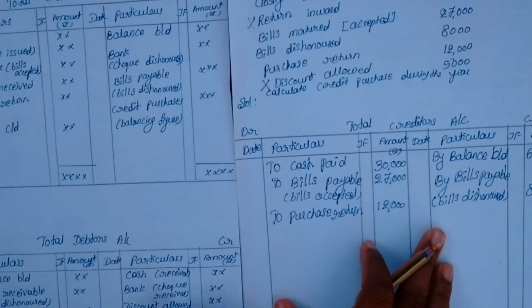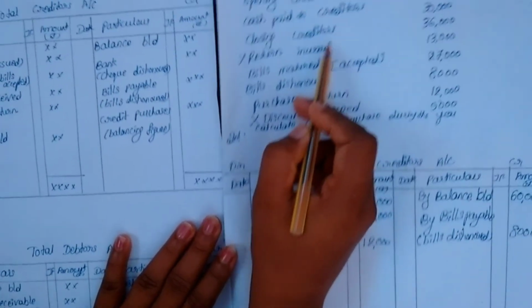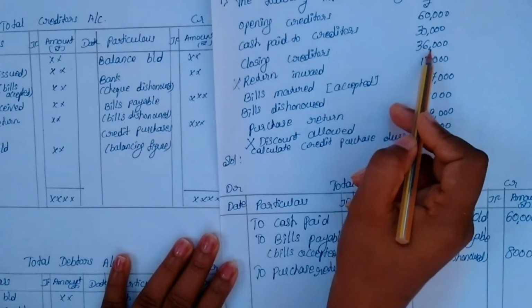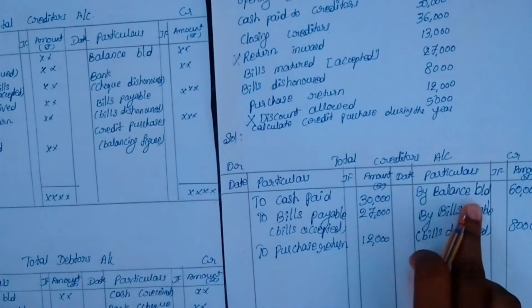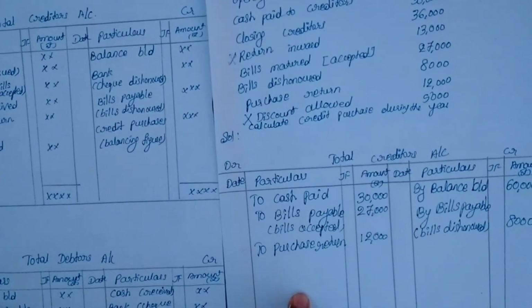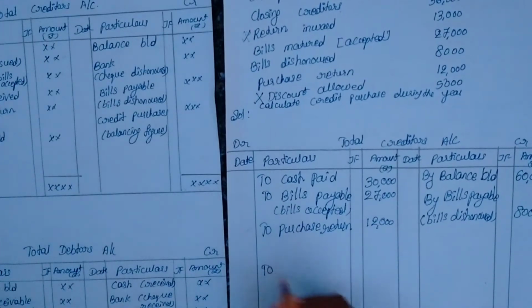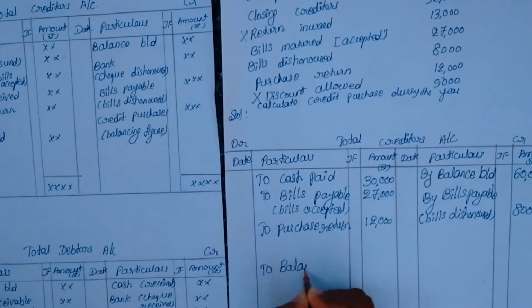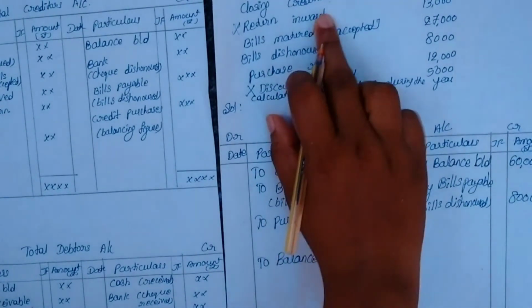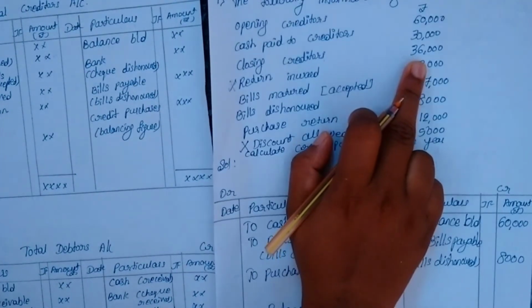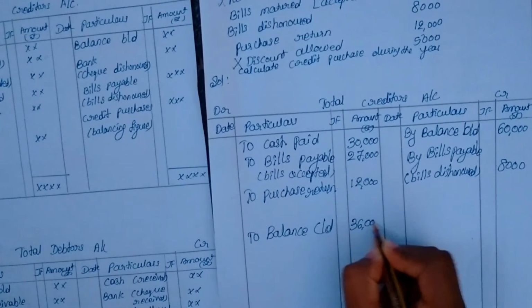We have recorded the entries. So here, closing creditors, they mentioned, right? Closing creditors, how much? 36,000. It is the balance carried down. If the balance brought down is on the credit side, then balance carried down will be on the debit side, right? To balance carried down. How much? The closing creditors amount is 36,000, right? 36,000.